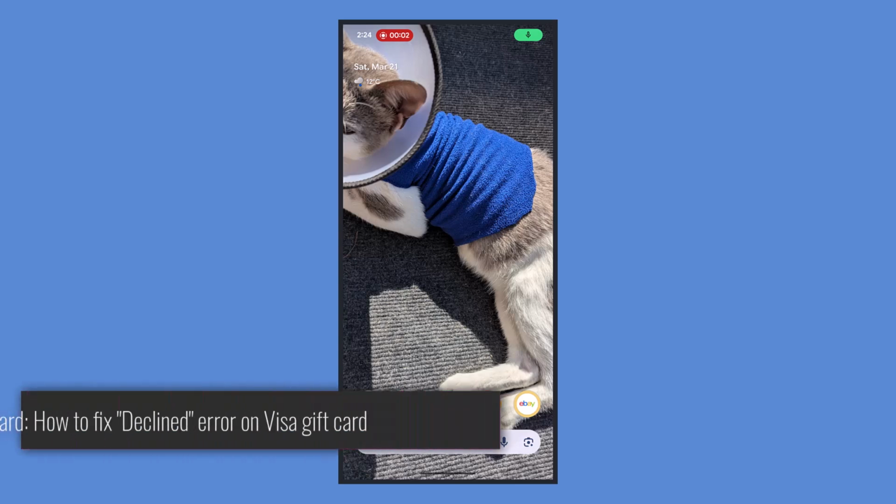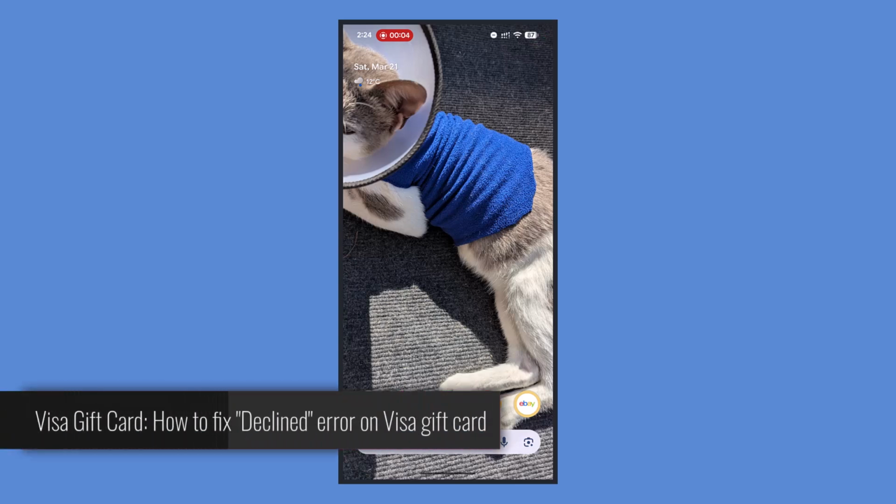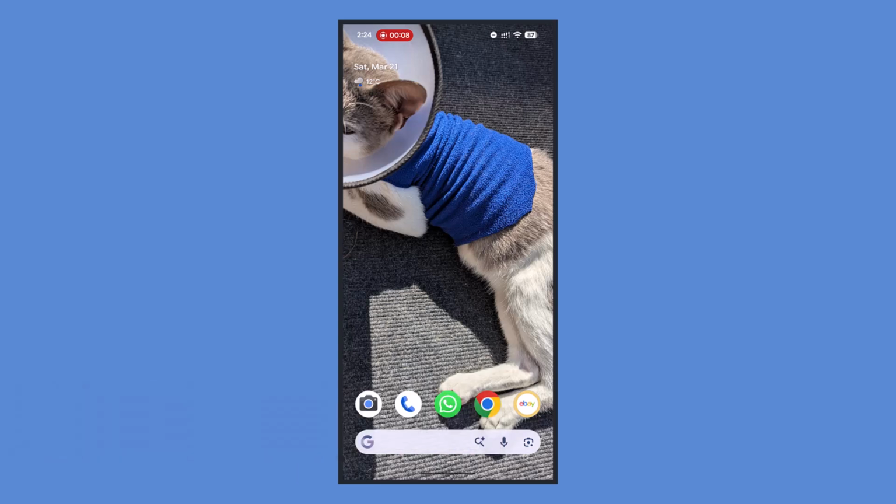How to fix decline error on Visa gift card. A decline error on a Visa gift card is often caused by non-balance factors like missing registrations or merchant-specific restrictions. Now, what you would do to fix the decline error, first things first, is make sure to register the card.